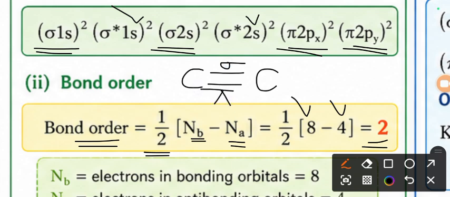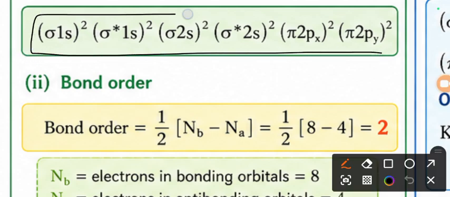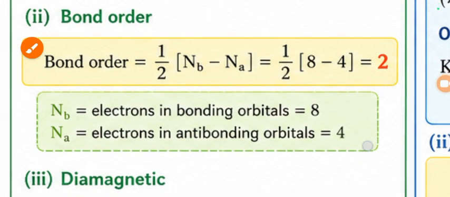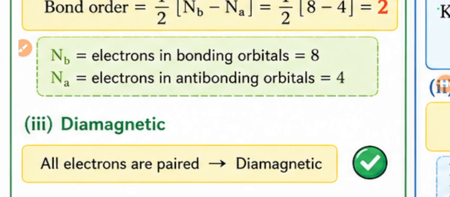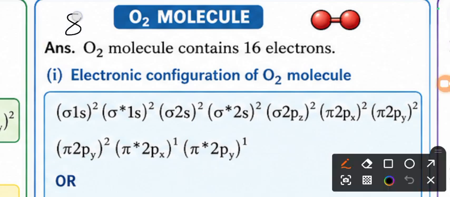In the electronic configuration, we cannot find any unpaired electron because all the electrons are paired. Carbon molecule is diamagnetic. It will not be attracted to the magnet. One more very important molecule here is the oxygen molecule. Oxygen atomic number is 8. So the oxygen molecule has 16 electrons.